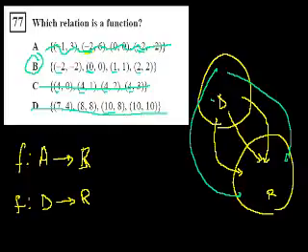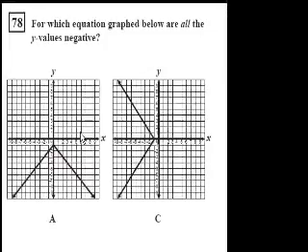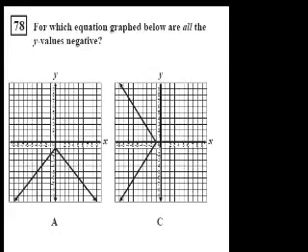B. Problem 78. All right. For which equation graphed below are all the y values negative?